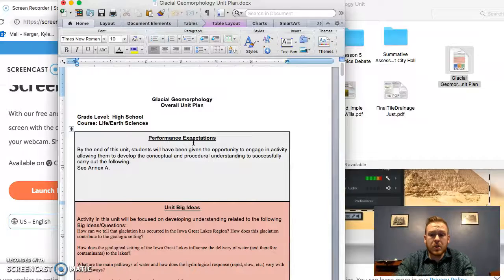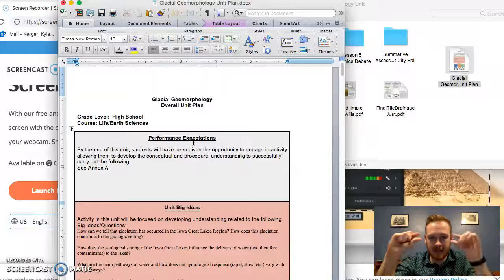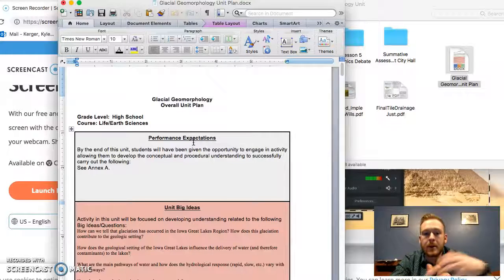This is over glacial geomorphology, which if you're thinking about the Earth history, glaciation was really the last 30,000, 50,000 years, especially in Iowa. So if you're thinking about that as the whole Earth history, that's really like the icing on the cake, the last layer. So when I created this unit, I imagined that it would go towards the end of either a semester or a year-long high school geology or earth science course.